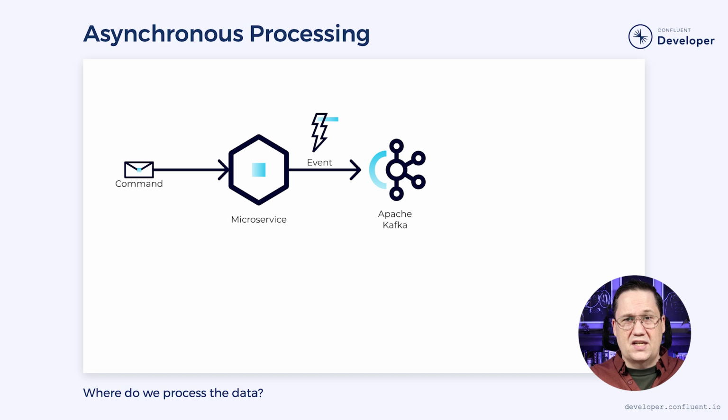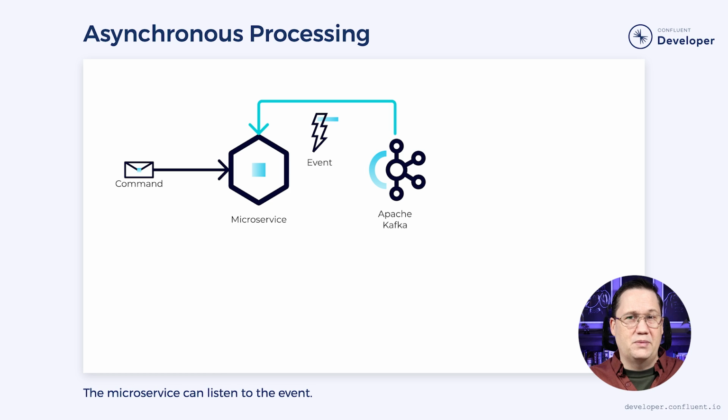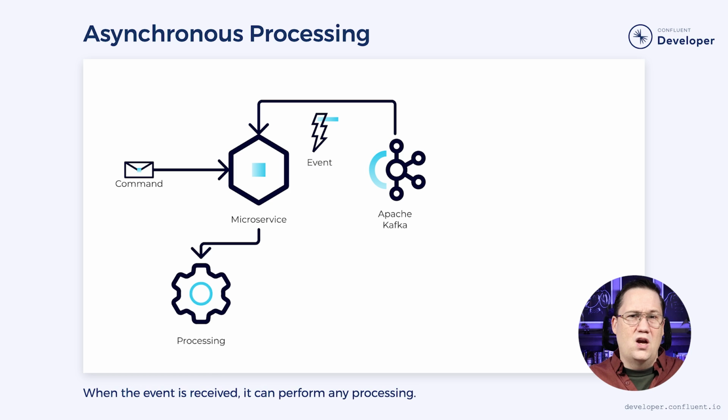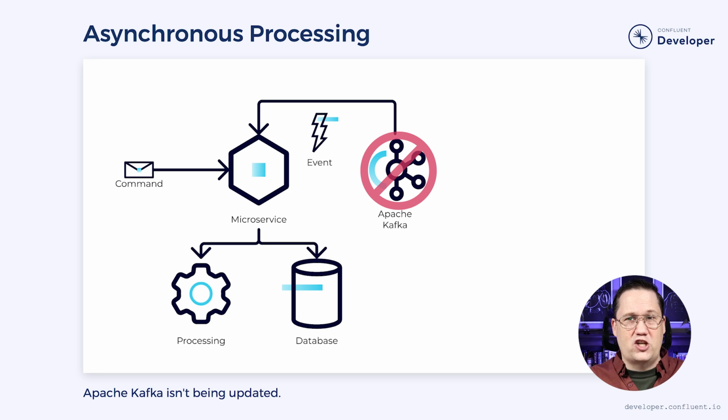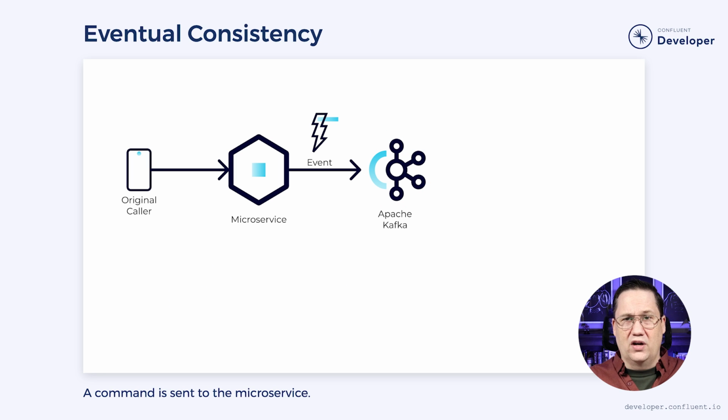However, our processing and database writes do have to be completed at some point. Therefore, the next step is to have a separate process in our microservice that listens for the event. This is where the name listen to yourself comes from. When it's received, it can initiate all of the complex processing and update the database as appropriate. Once again, here we are only updating the database, not Apache Kafka, so we continue to avoid the dual write problem. However, this approach does come with some challenges.